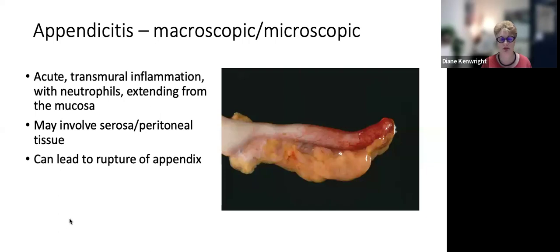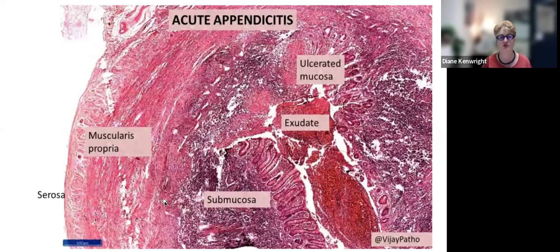So what do we see with appendicitis? Here we can see this red swollen appendix, and microscopically it's acute inflammation. So of course we see neutrophils that extend through the wall and can extend to the serosal surface. It can be complicated by things like rupture and abscesses. Here is a picture for those of you who love histology, like me. And you can see that here we have an exudate in the center of the appendix, an ulcer, a transmural inflammatory infiltrate which extends right the way through the wall to the serosa.